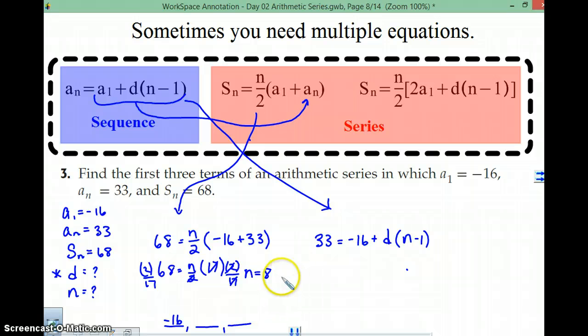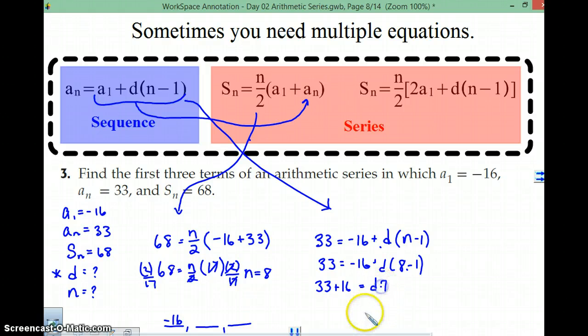Okay? Now if n equals 8, we can rewrite this as 33 equals negative 16 plus d times 8 minus 1. There it is. Now just solve for d. Okay, let's add 16 to both sides. That becomes 33 plus 16 equals d times 7, right? 7d.